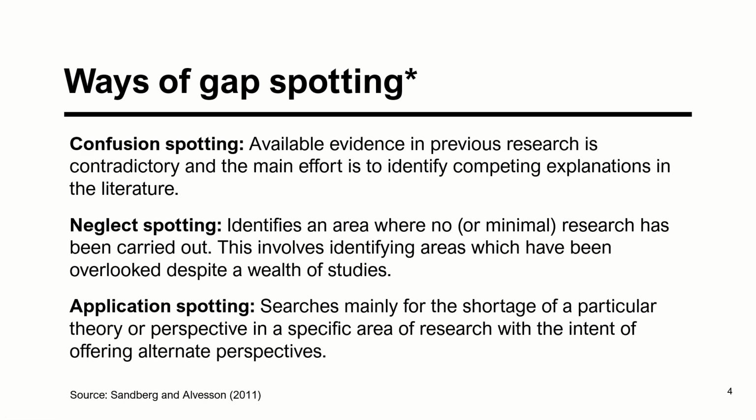So how do you go about spotting gaps in the literature, right? Broadly, there are three ways. One is called confusion spotting, neglect spotting, and application spotting, as per this article from 2011. Now, confusion spotting is where you're finding contradictory evidence, and the main effort here is to call these out in terms of competing explanations in the literature.